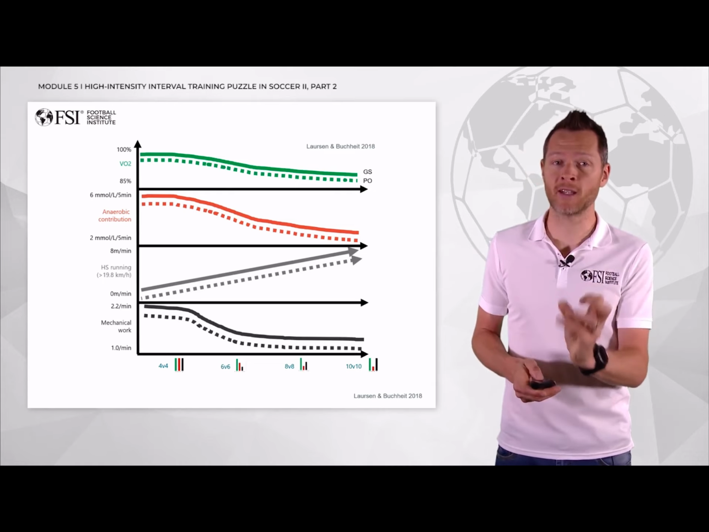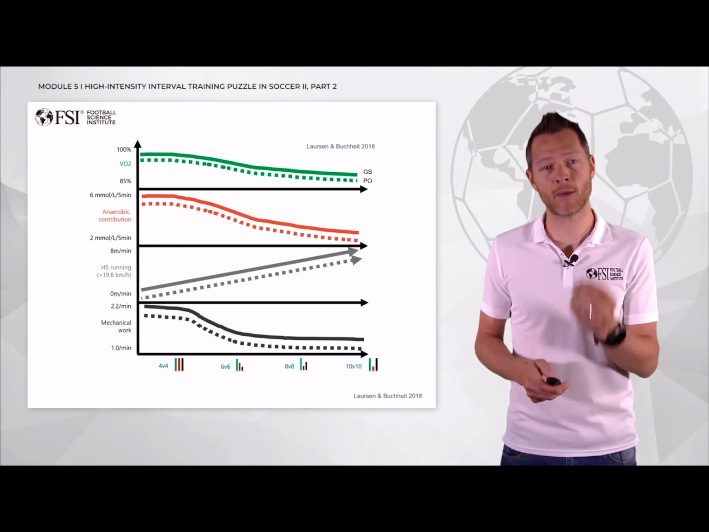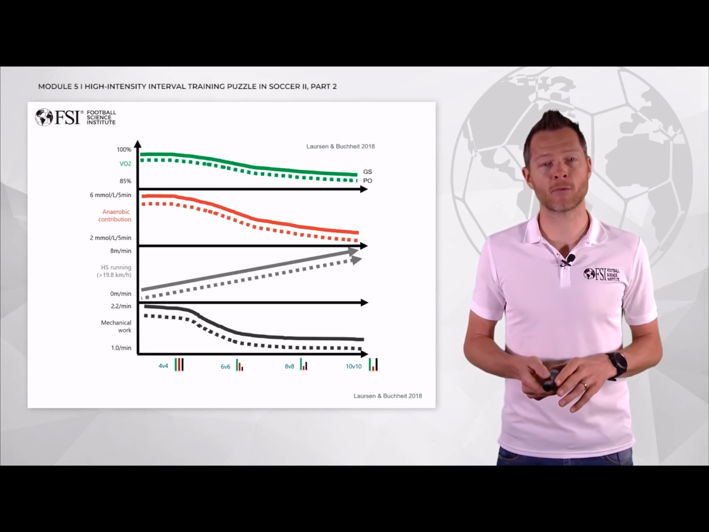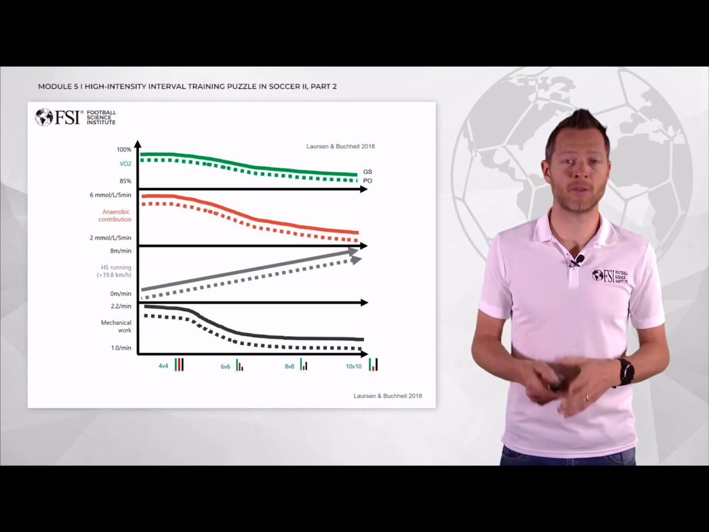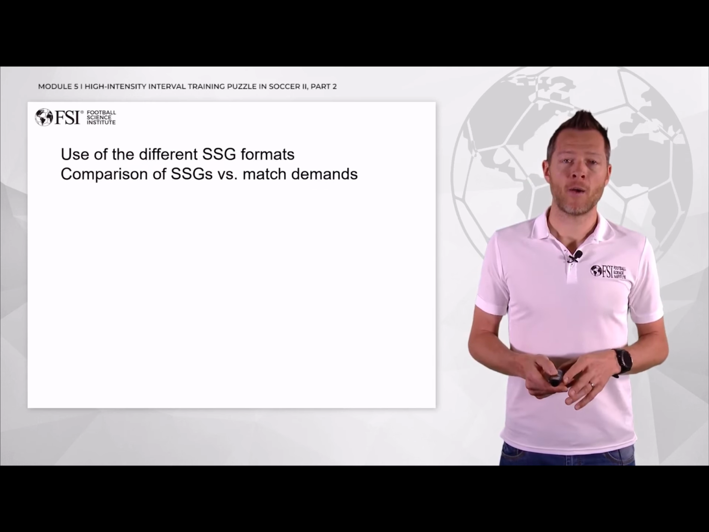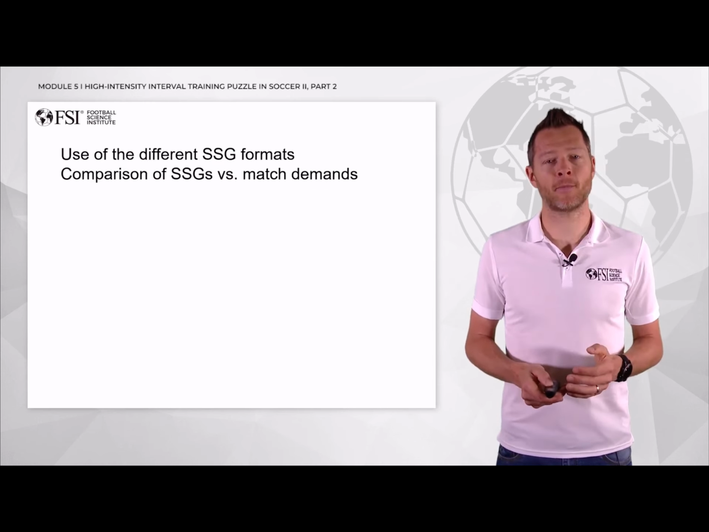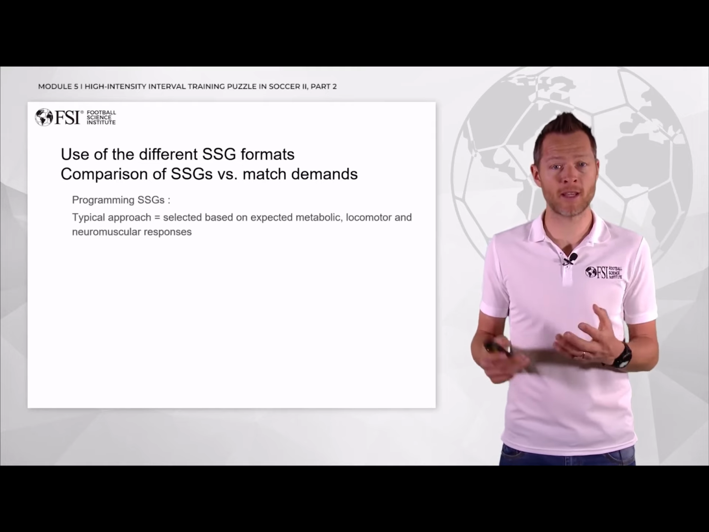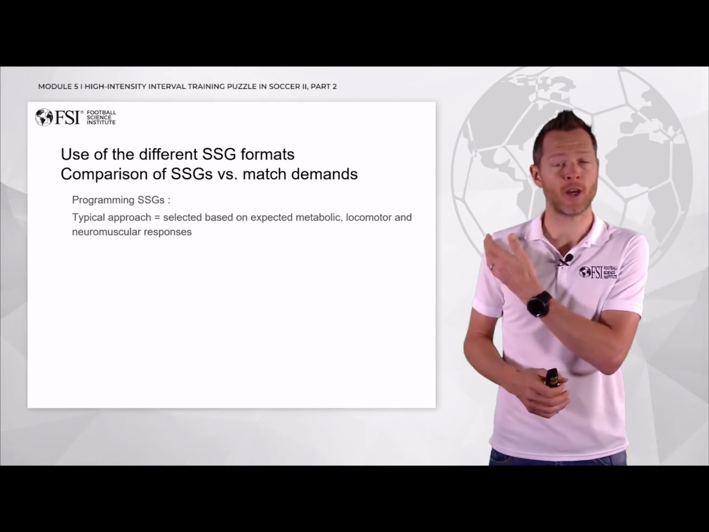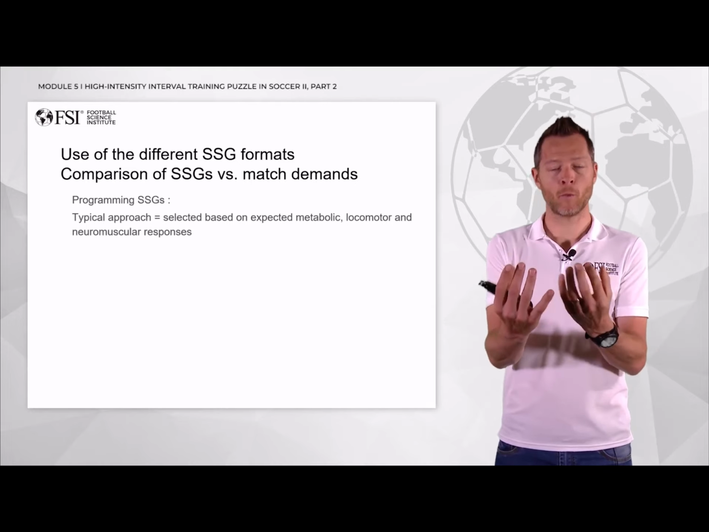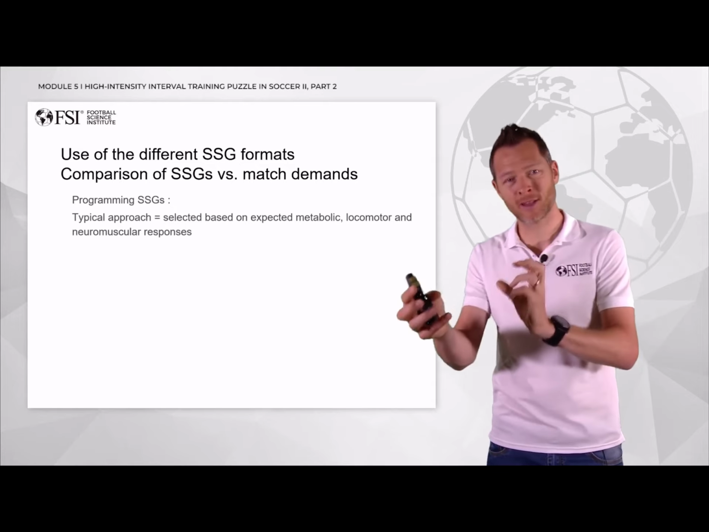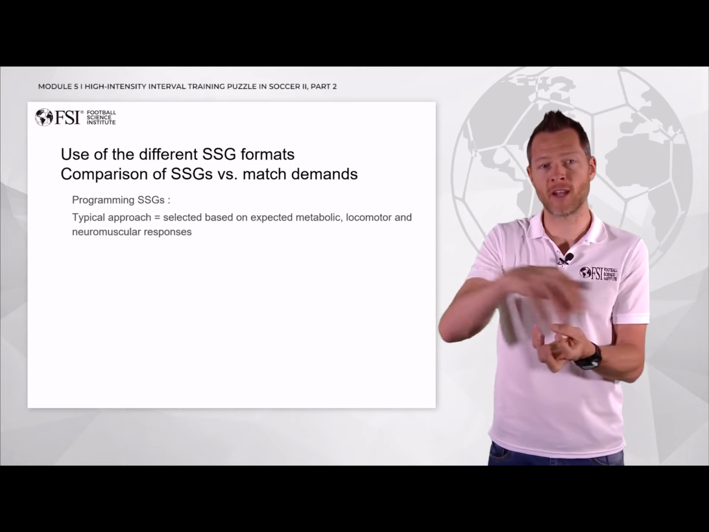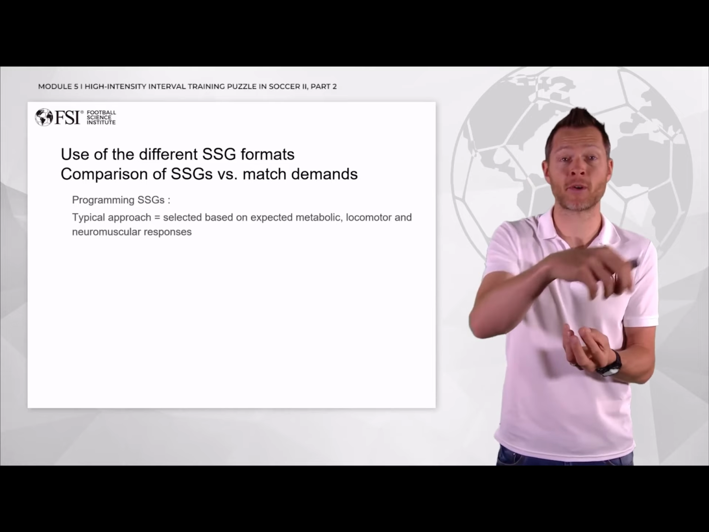But once you have defined your targets, the type of solicitation you have, you can modulate the response by changing the number of players and pitch size, for example. To go a bit further, so far, most of the time, the programming of small-sided games has been based on the graphic I was just presenting. So we know in advance more or less what the responses are to those different types of small-sided games, and then we can select the most appropriate one that fits our periodization.